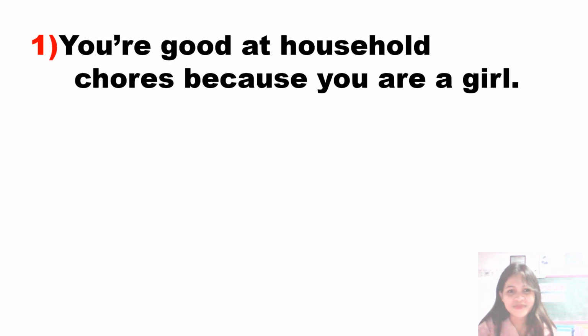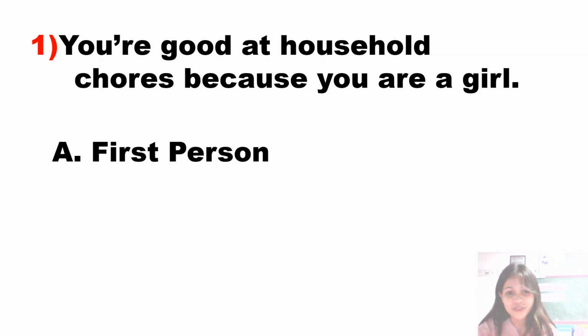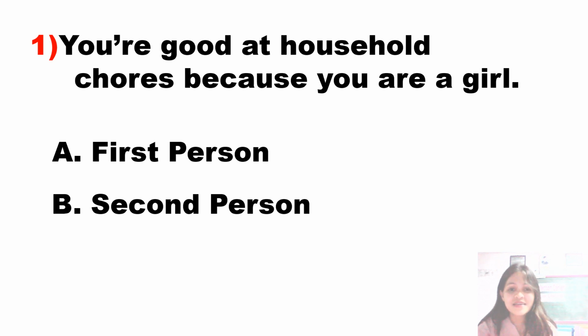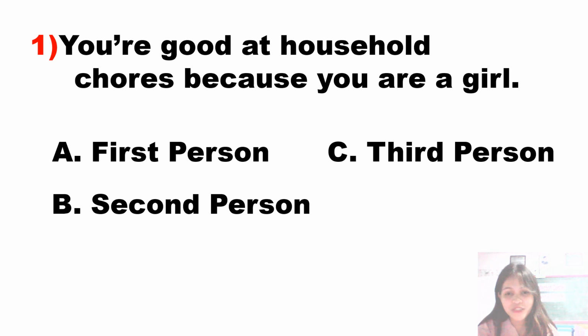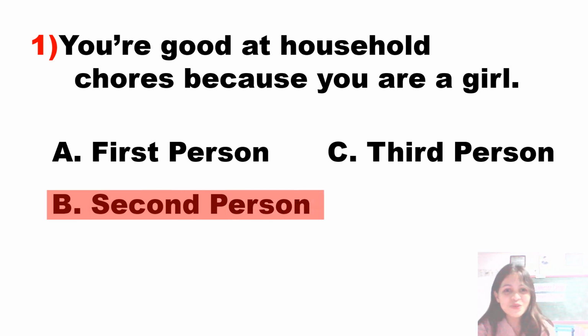Number 1. You're good at household chores because you are a girl. A. First person point of view. B. Second person point of view. Letter C. Third person point of view. And the correct answer is second person point of view. It's because the author uses pronoun you as though the reader is the character in the story. So if you are the one who is reading the story, as if you are the character.